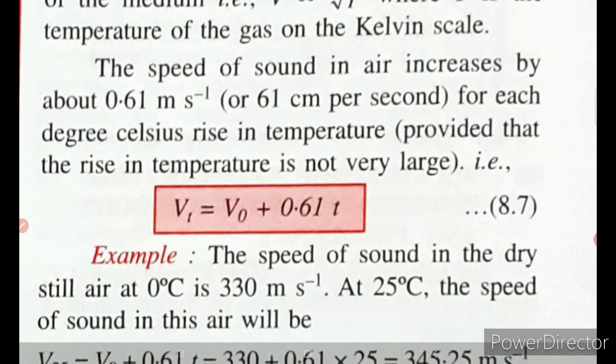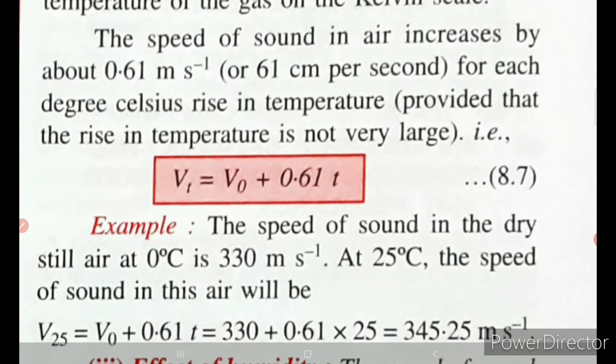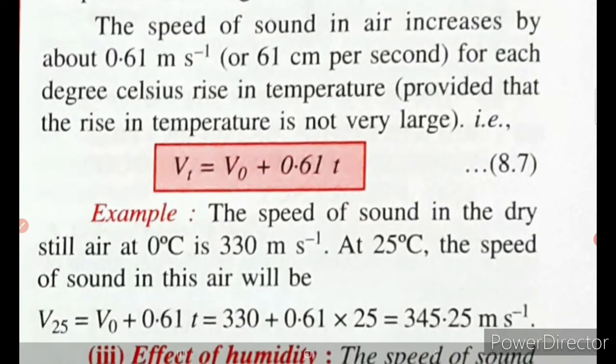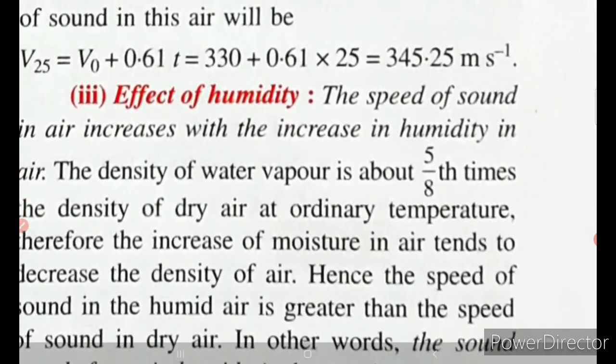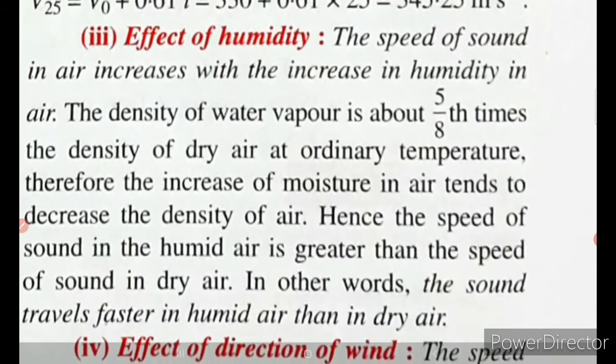Example: the speed of sound in dry still air at 0 degrees Celsius is 330 meter per second. At 25 degrees Celsius the speed of sound in this air will be V25 equals V0 plus 0.61 multiplied by T. Thus by calculating we shall get 345.25 meter per second. I hope you have understood. With increase in temperature the speed of sound also increases.